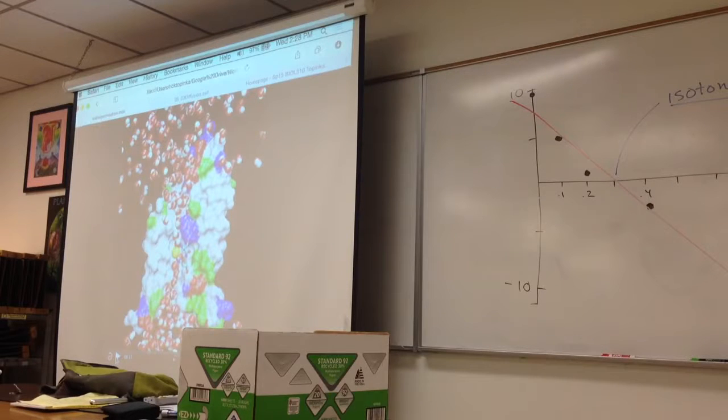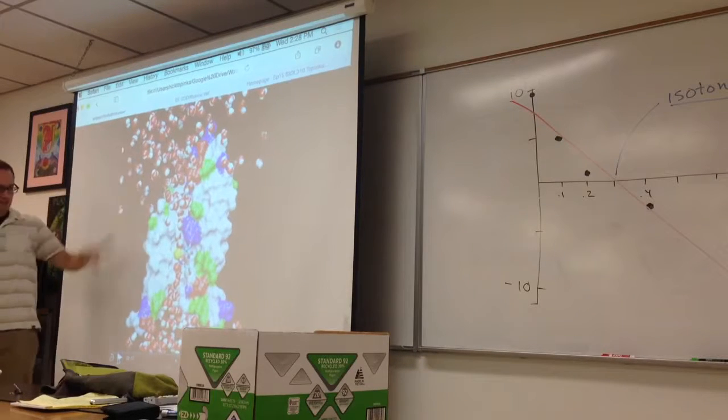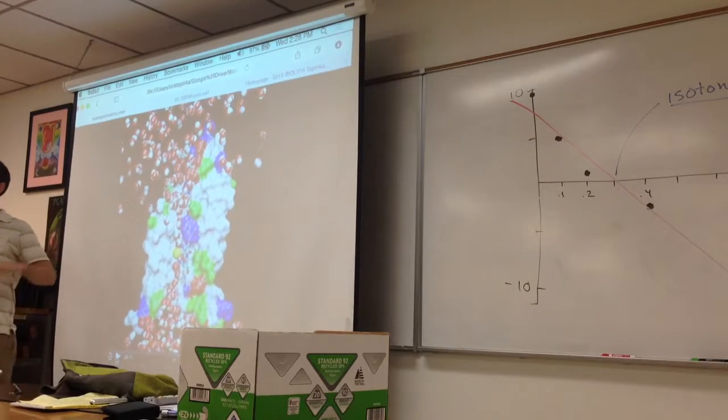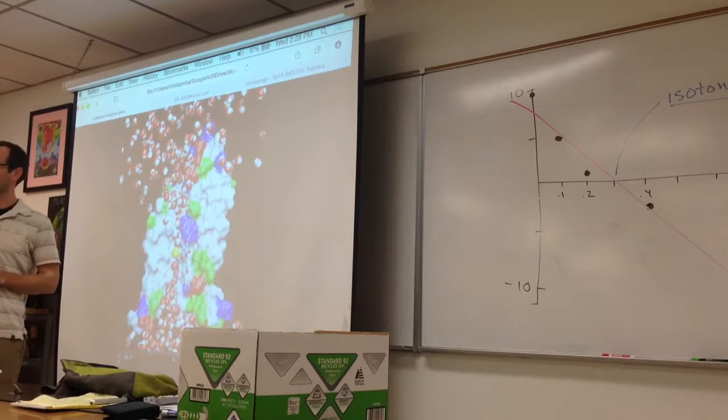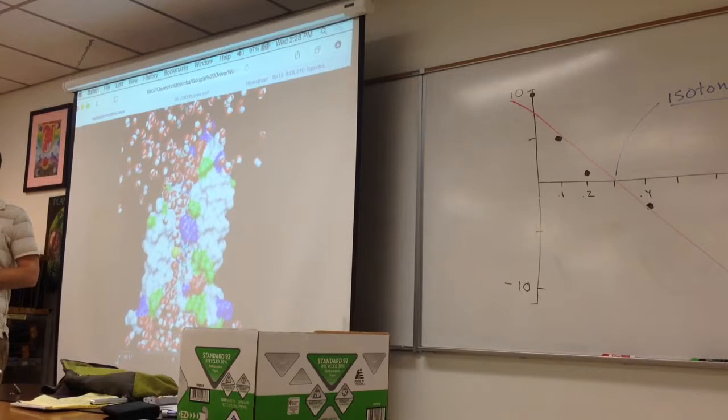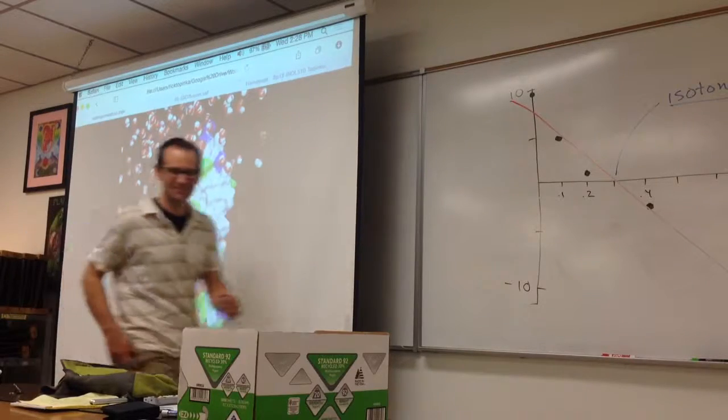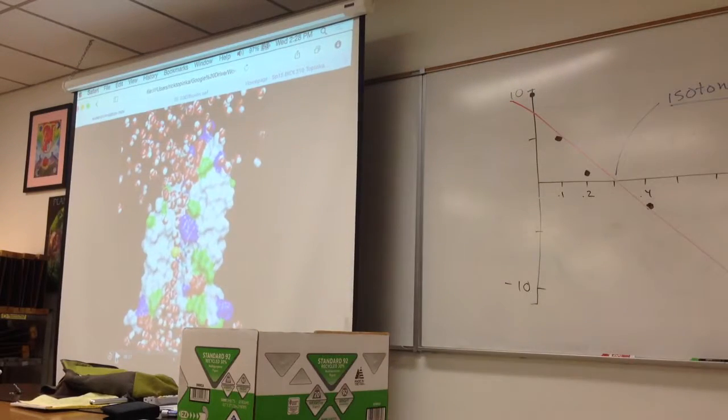So I want you to watch the simulation, see if you can see if there's a net movement, and then, assuming this is outside the cell and this is inside the cell, tell me if the solution it's in is hypertonic or isotonic or hypotonic. Got that? All right, let's run it and see.